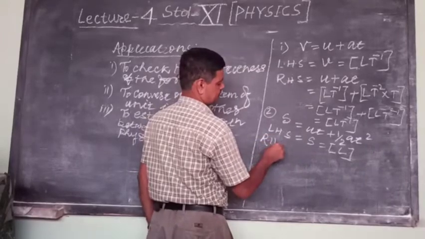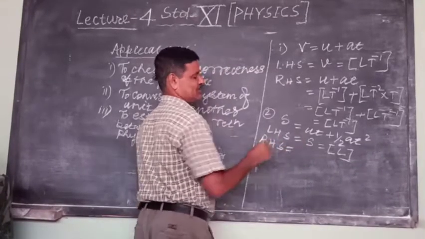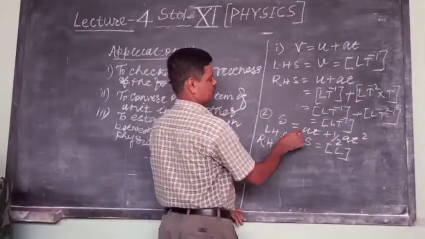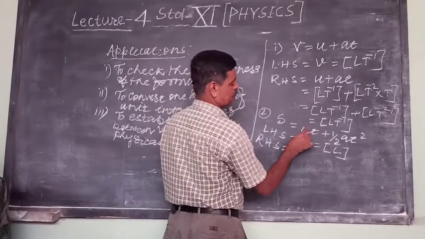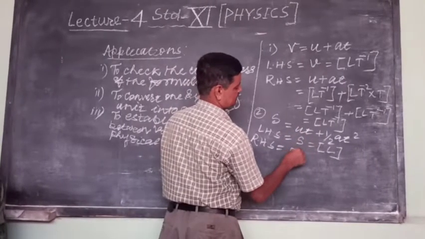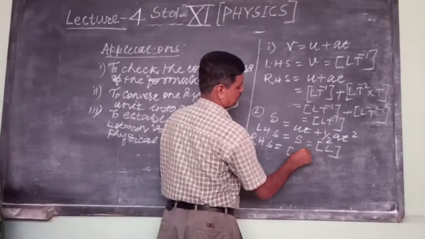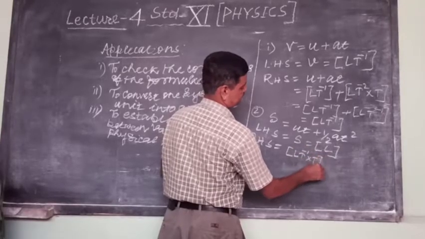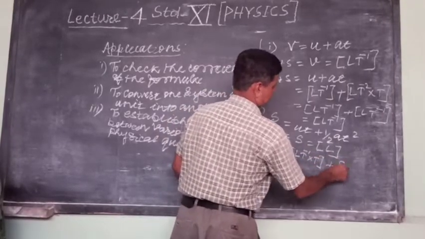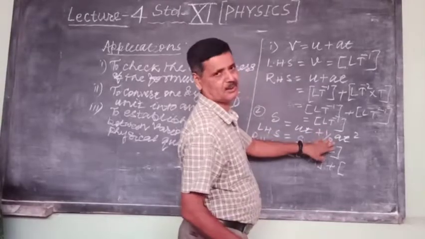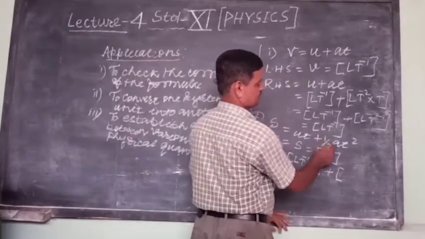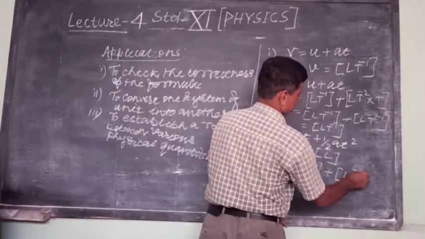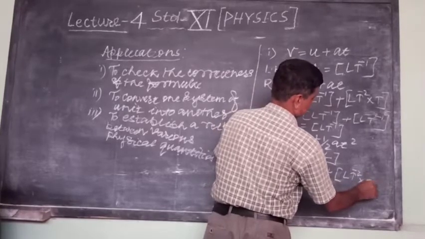RHS term, there is no need to write this plus this. Just you should put the dimension of u, velocity, that is LT to the power minus 1 multiplied by time t, plus this is the half. Half is a number, a dimensionless quantity. Acceleration LT to the power minus 2 multiplied by t square.